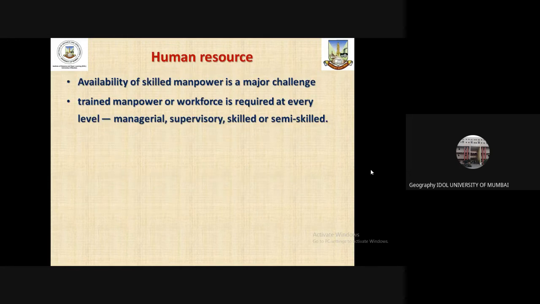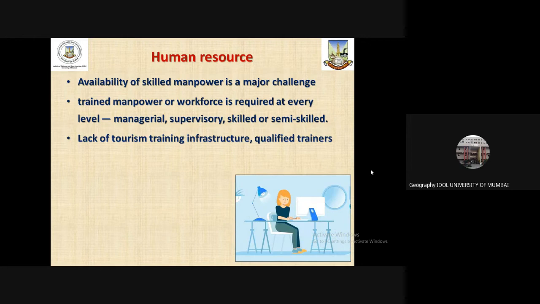Human resource. Unlike other economic activities, availability of skilled manpower is a major requirement for the tourism sector. A specialized manpower is required to perform in the tourism sector.